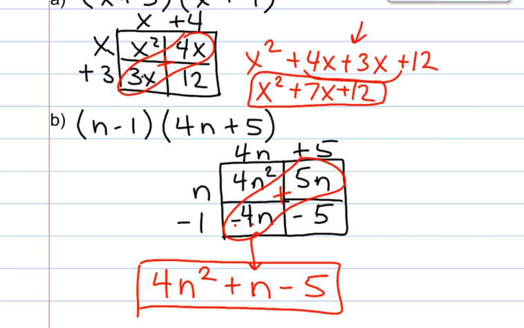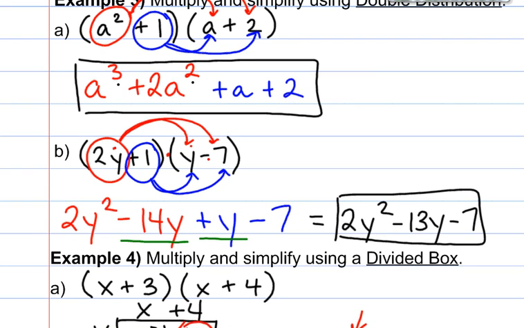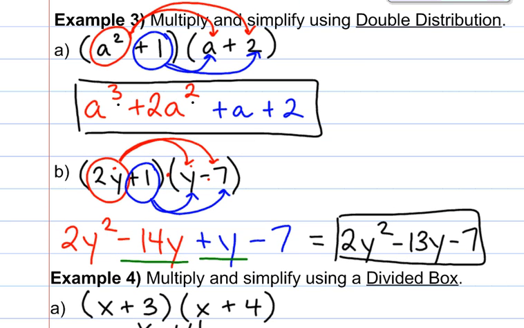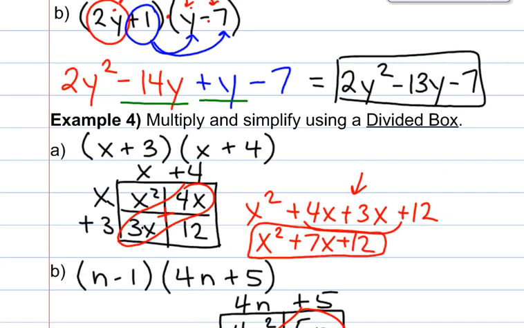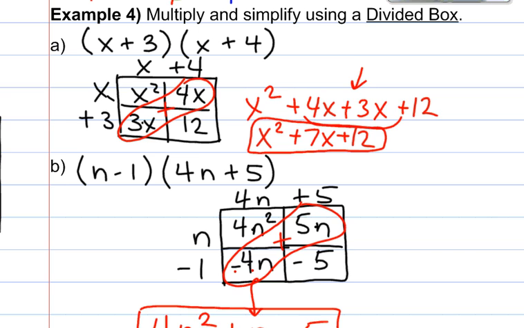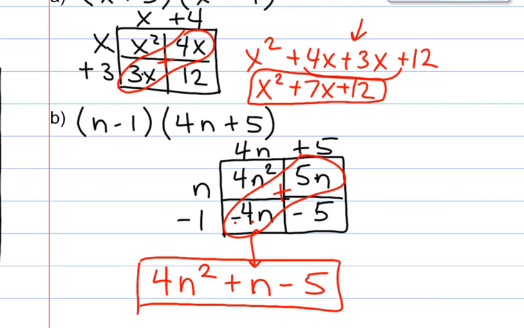Okay? All right, so again, just to recap, we are multiplying polynomials together, and we're actually multiplying binomials. So 2 terms times 2 terms. So in example 3, we did double distribution. In example 4, we did the box method, and you'll get the same answer either way.